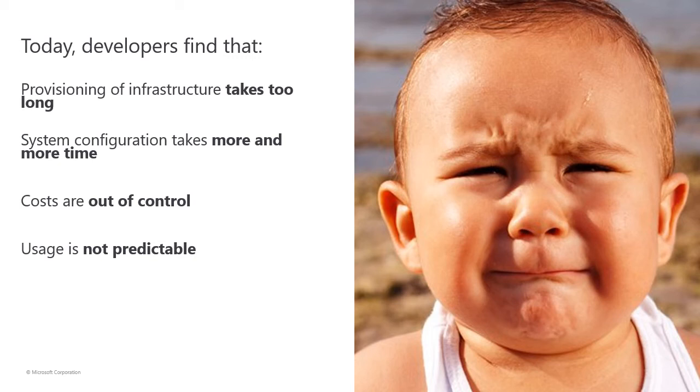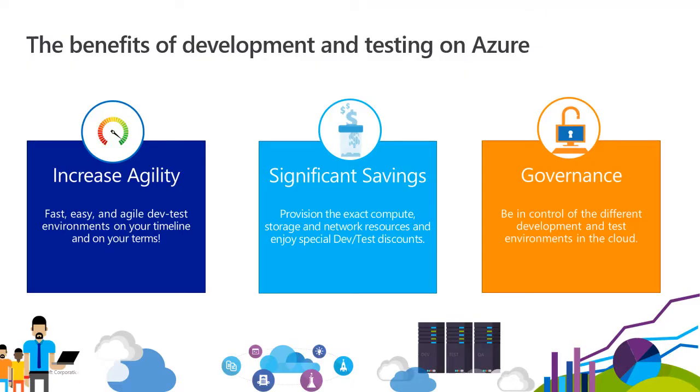Today, developers find that provisioning infrastructure takes too long. How many of you have ever complained to IT that you needed your dev environment 2 weeks ago? You already made the request and it's still not there. Configuration of these dev and test environments takes time. IT will come back and say, wait a minute, we need to apply certain policies and make sure that you're not allowed to do certain things, but only allowed to do certain things. Costs are out of control because sometimes developers ask for too much but end up underutilizing most of it, and usage is really not that predictable.